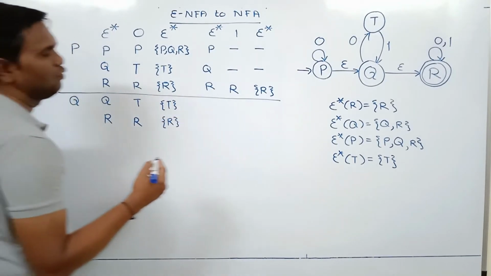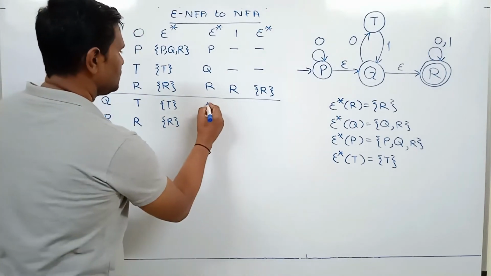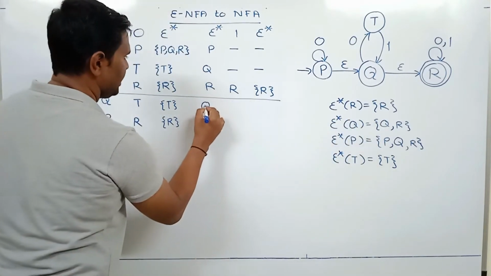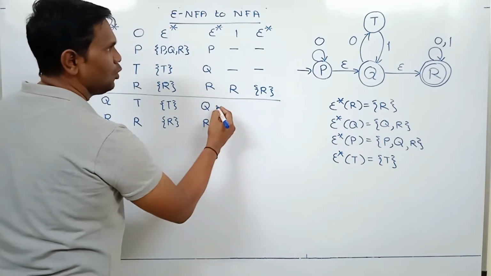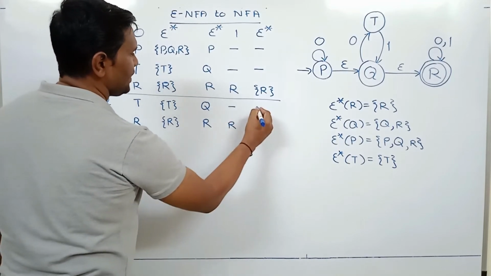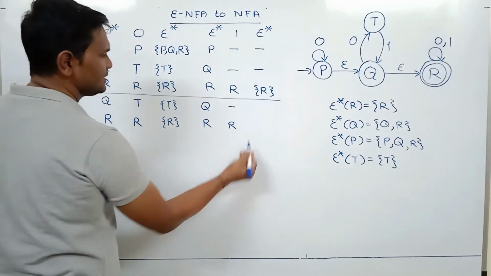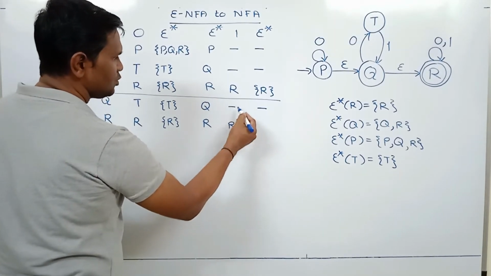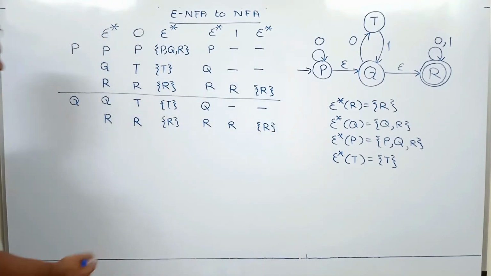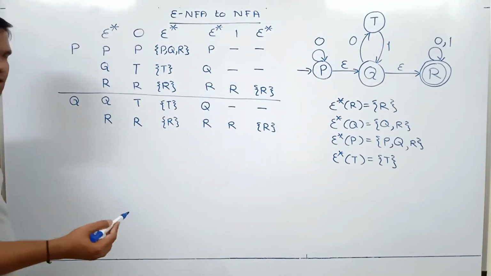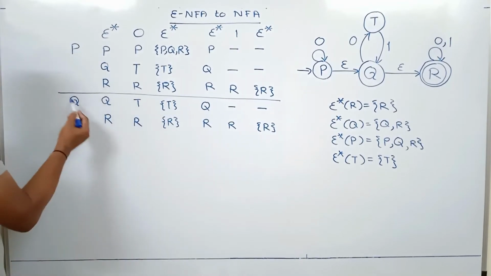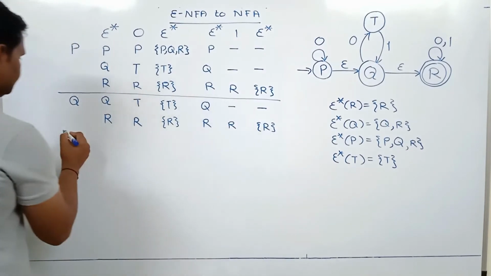Now for transitions of 1 for Q, we have to consider epsilon closure of Q first, so here we write Q and R. Q on 1 has no transition. R on 1 goes to R. Now we consider epsilon closure of these states. For R, epsilon closure contains R. So in the NFA without epsilon, Q on 0 goes to T and R, and Q on 1 goes to only R.